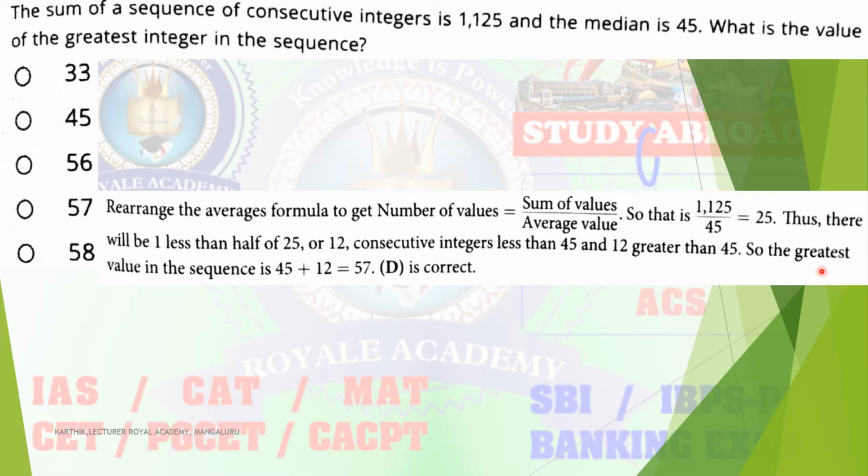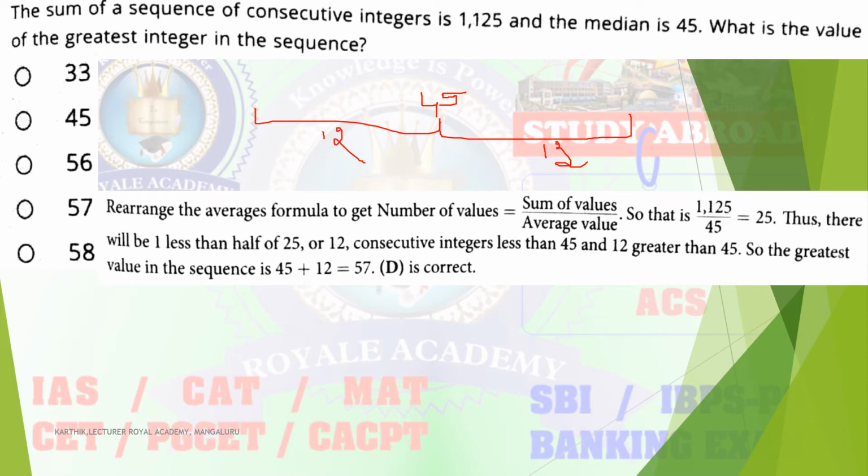Total number is 25. Thus in that 25, one number is how much? 45. That is the middle number. Remaining is how much? 24. Exact half is how much? 12. So 24 divided by 2, exact half. So 12 numbers are on the left hand side. So 45 is in the middle, and 12 numbers are on the left hand side, and the remaining 12 numbers are on the right hand side.